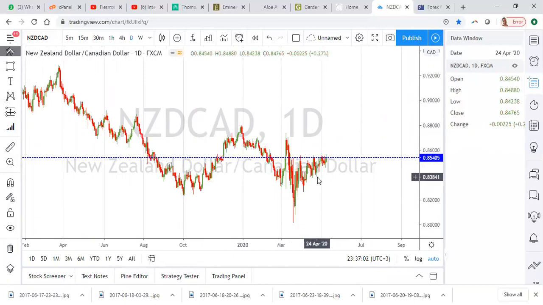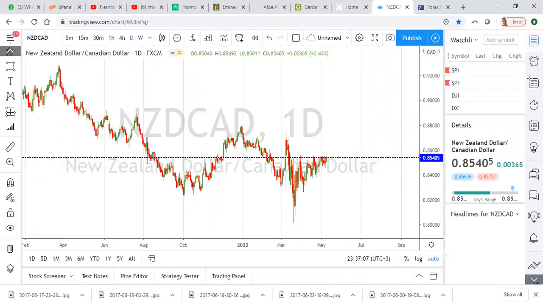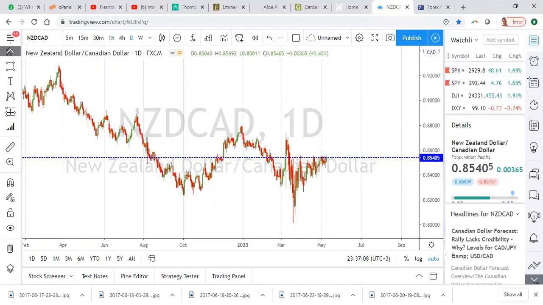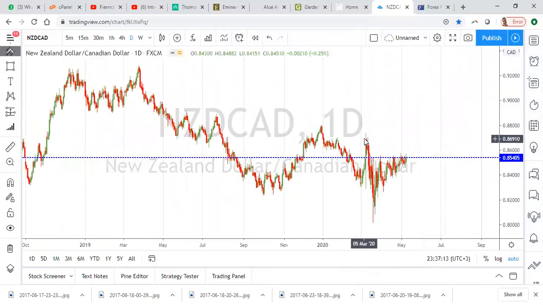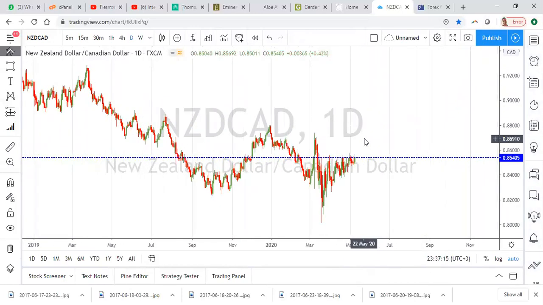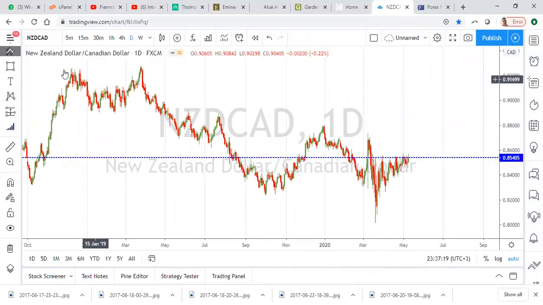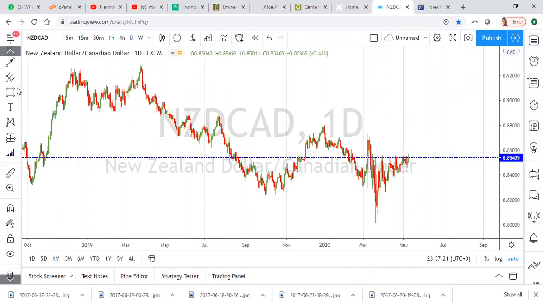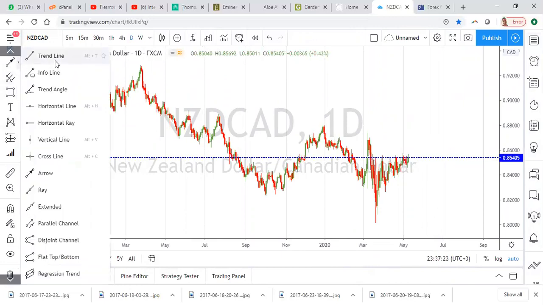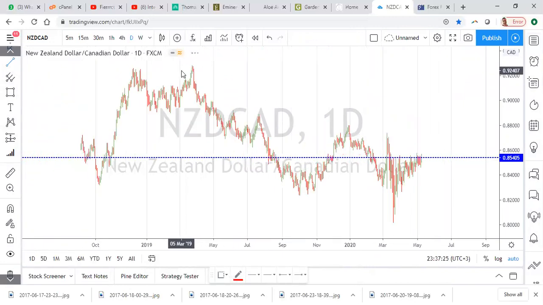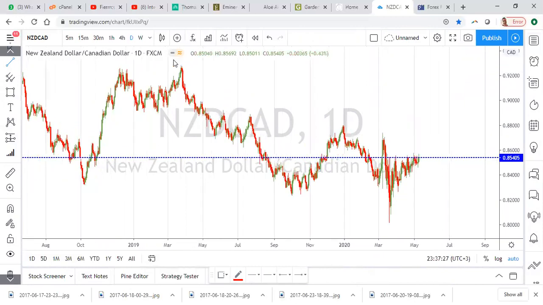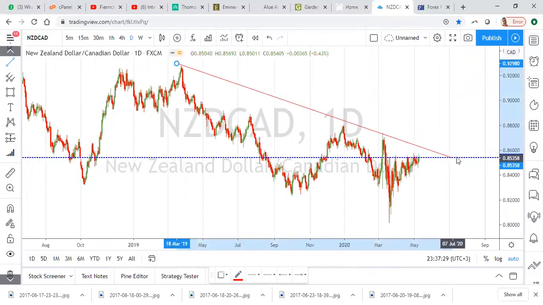So guys, this is NZD. I'll just close this so that we can see a bit better. So this is NZD CAD. Okay, I'm on the day chart. And what I'm trying to do is look for the trend. So I'm just going to do this right now. Looking for the trend on the day chart, week to week.